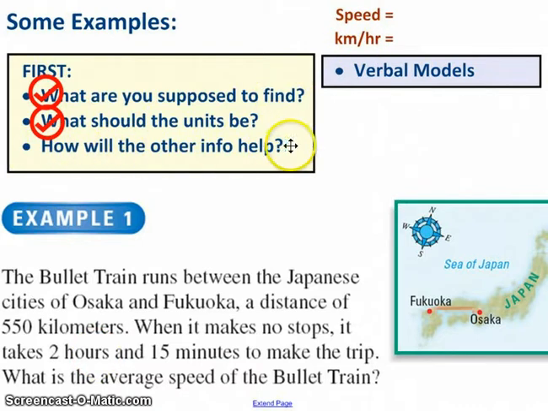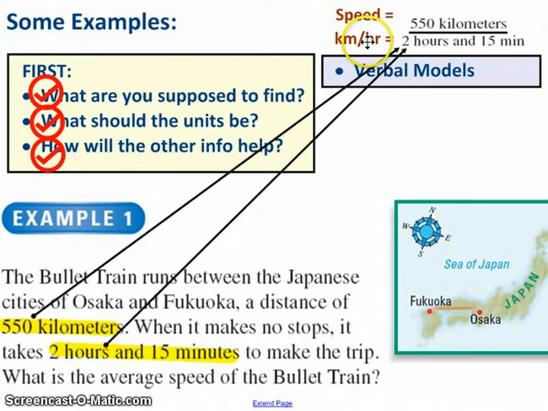Okay, so what other info is there in the paragraph that can help? Well, we've got 550 kilometers and 2 hours and 15 minutes. Those are distance and time, just like here. Let's put them up there. And in fact, you'll find that this problem can be solved if you simply apply these two values and this operation: 550 divided by, well, remember that 2 hours and 15 minutes is 2.25 hours. And if you divide that out, you'll get the same answer that the textbook does.